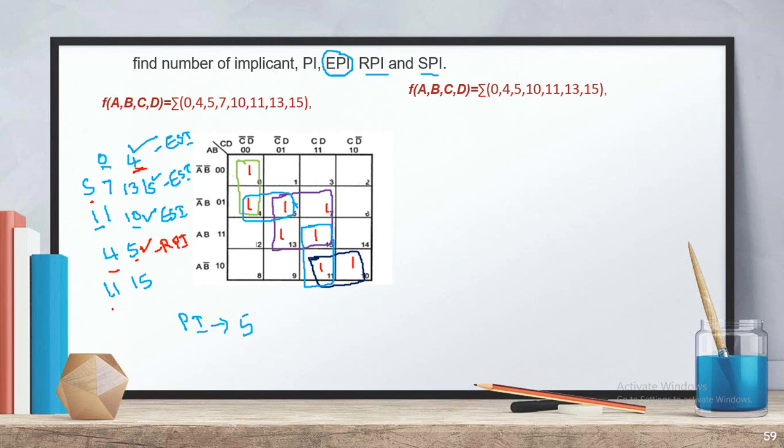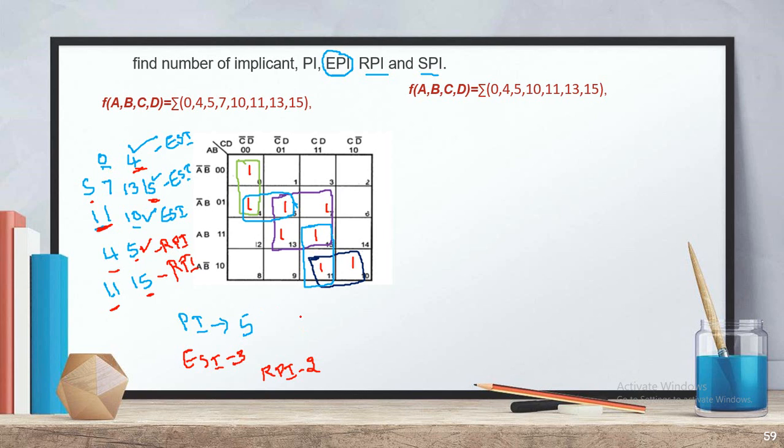If you go for 11 and 15, 11 is already there in this essential group, and 15 is also there in this essential group. So both are present. So this group is again known as a redundant prime implicant, RPI. In this way, in total we have 5 prime implicants: PI is 5, ESI is 3, and RPI is 2. Selective prime implicant is not required here.